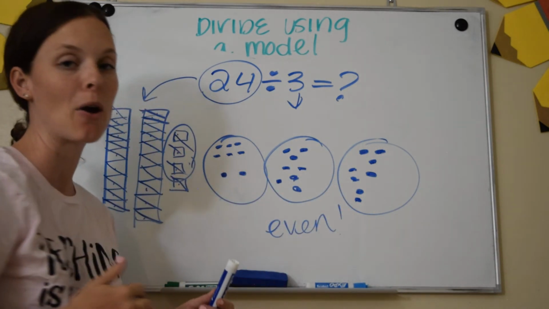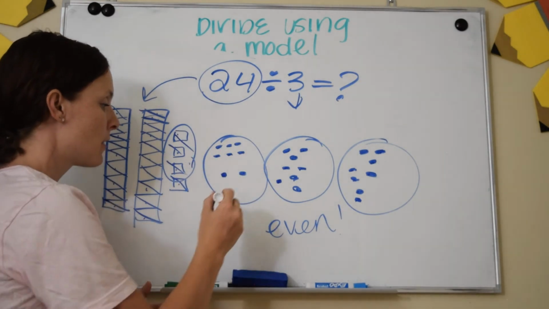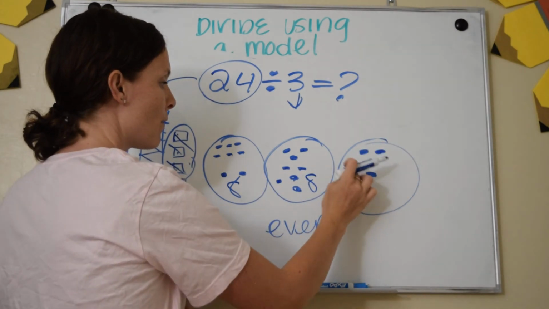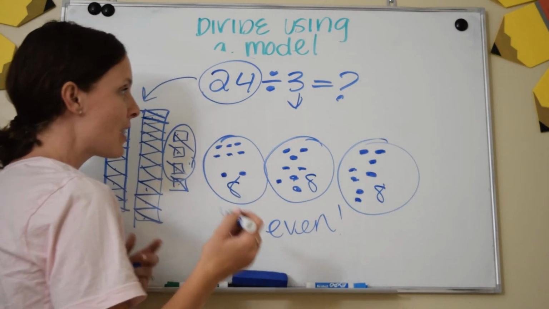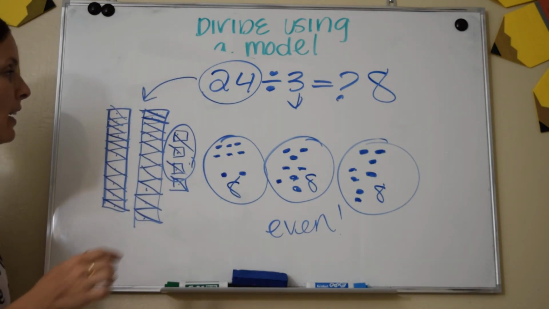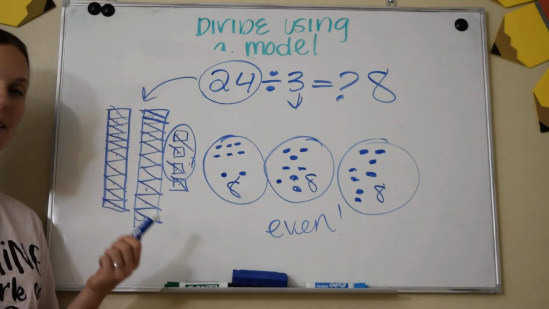We should have the same amount in each group. 1, 2, 3, 4, 5, 6, 7, 8. Yay! They each have 8, so that means our fact family was 24, 3, and 8. 24 divided by 3 is 8, and again, we just did that using models.